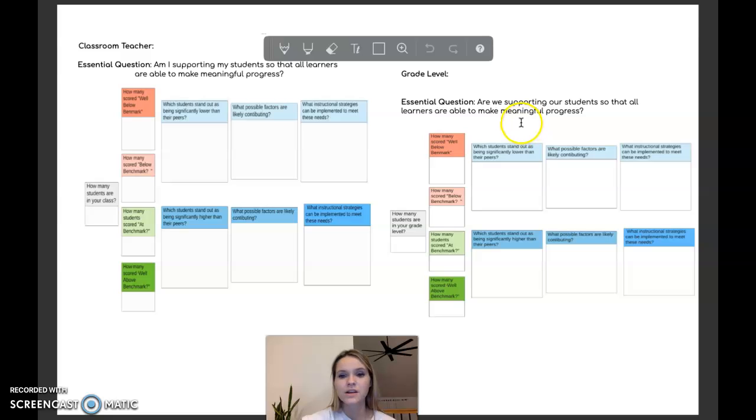Next, over here, I have pretty much the same process, the same steps. The only difference is, instead of the classroom teacher, this one would be for a full grade level. And the essential question is the same, but you'd be looking at all the students in one grade level. So this side could help you see patterns within a classroom under one teacher's instruction, and this over here would help you see patterns within a whole grade level.